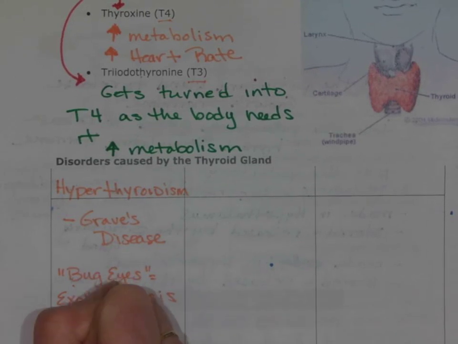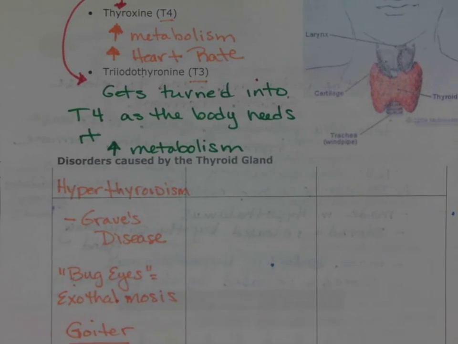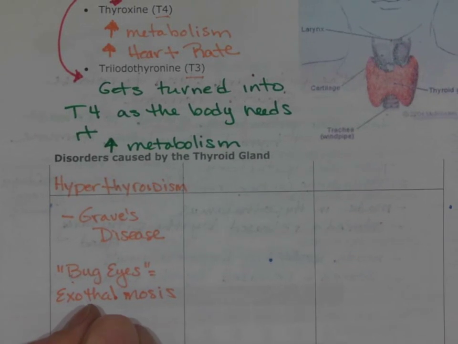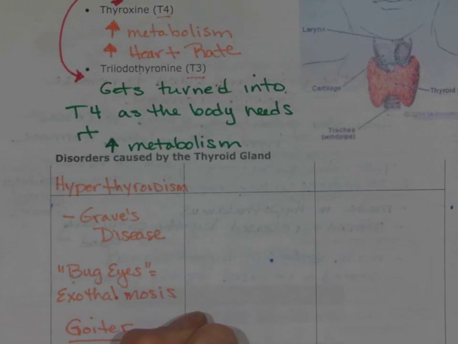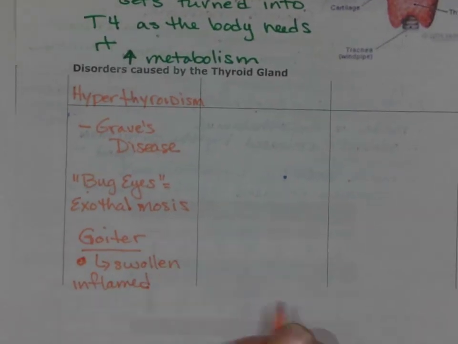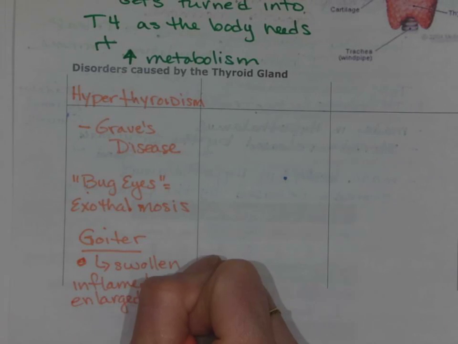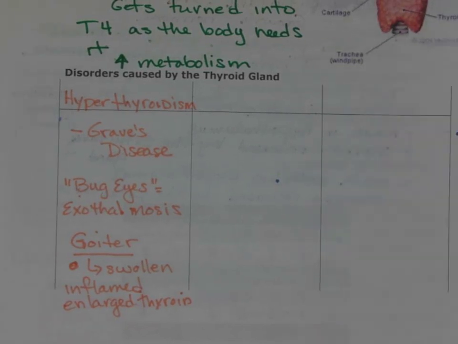And then the other thing they get is something called a goiter. So the other day when I had you feel where your thyroid was, this thyroid actually gets inflamed and swollen. So it's a swollen, inflamed, enlarged thyroid. And it's pretty obvious on these people. They get these big lumps. Sometimes their necks get totally distended. And usually, as you're doing your diseases and conditions, you'll see that they have to have surgeries to get this fixed.